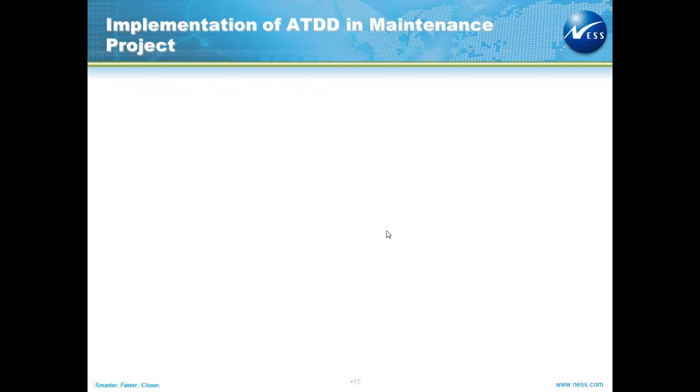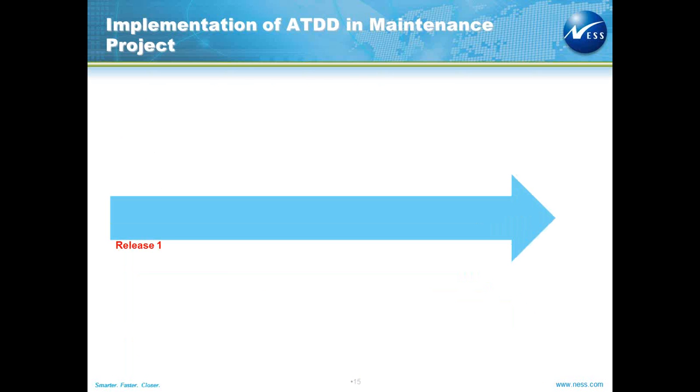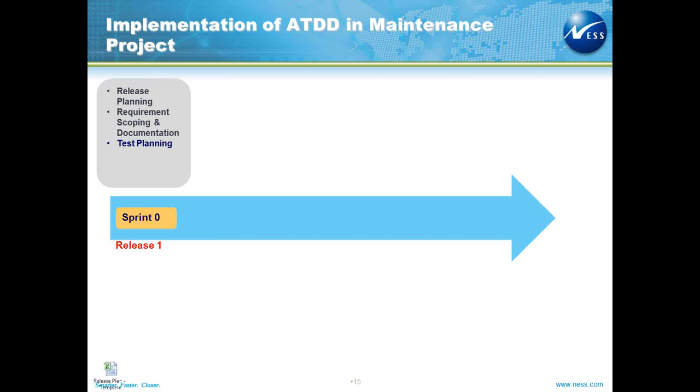I'll just take you through a case study very quickly, where this particular implementation has been done for a maintenance project where there was a huge legacy code before the team started working on it, and how we have implemented it. This is exactly what we follow: sprint 0, where the entire release planning, requirements, scoping and documentation happens along with your test planning.